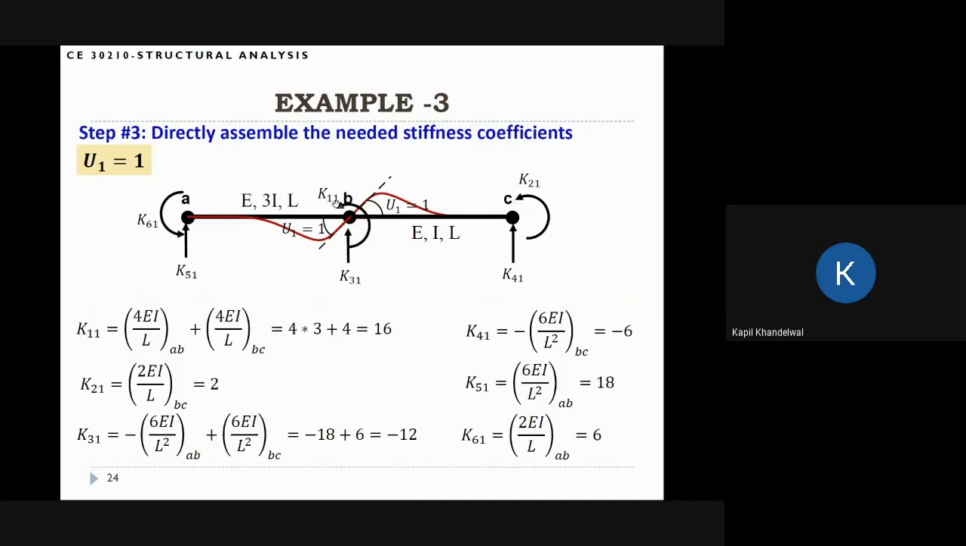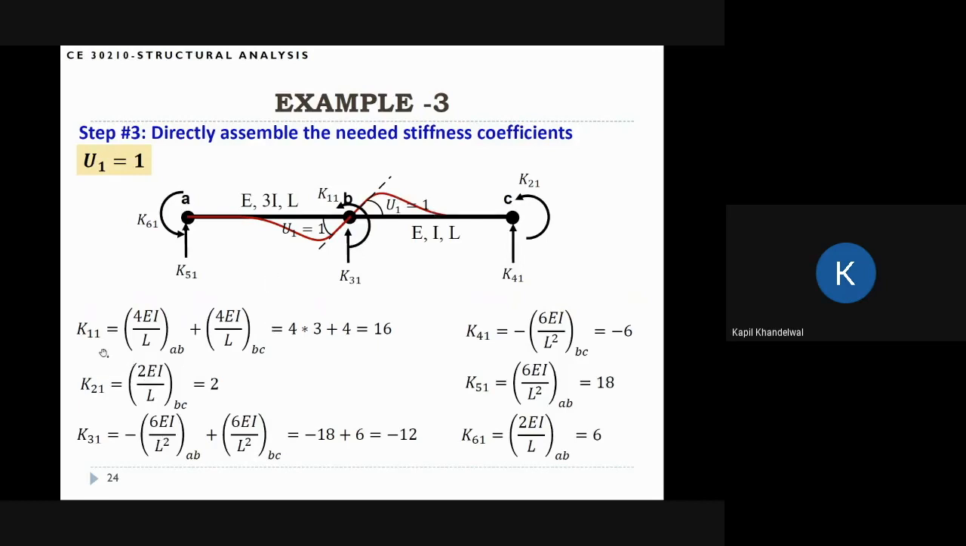And we are interested in finding this moment here. K11 is the moment here, K21 is the moment here, K31 is the force here, K41 is the force here, and K51, K61. So these are all the forces that we want. And now we can look at those coefficient sheets and find all the entries we need.